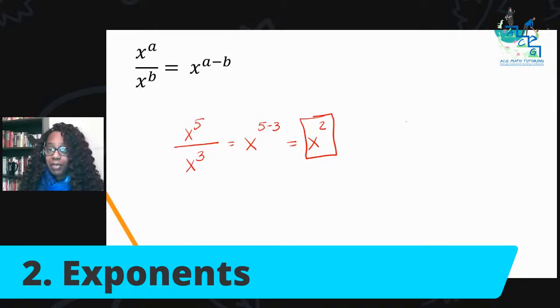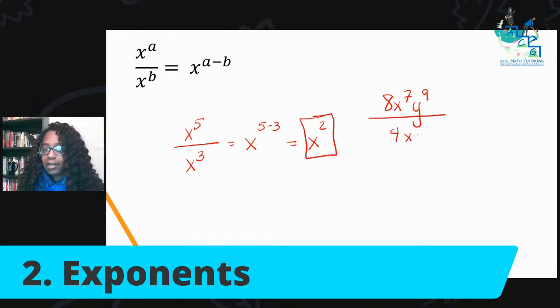So if I need to be a little technical, I'm just going to do one more. So I have 8x to the 7th, y to the 9th, over 4, x, y to the 5th. Coefficients, which is my 8 and my 4, I'm going to divide those two. So 8 divided by 4 gives me 2. But my exponents with the same bases, I'm going to subtract those. So I have x to the 7th over x.